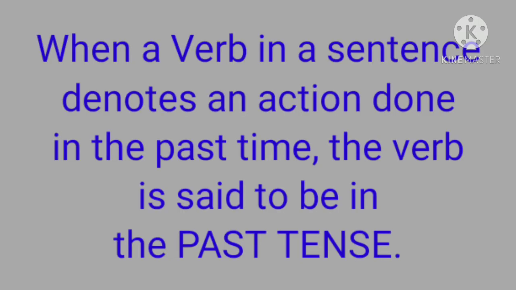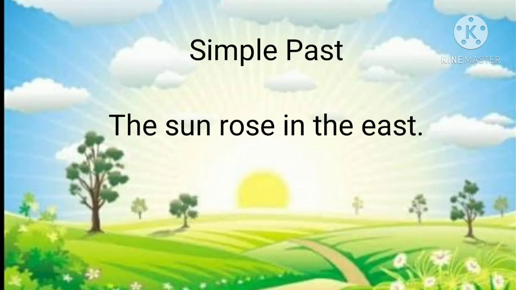Now, when a verb in a sentence denotes an action done in the past time, we say the verb is to be in the past tense. So here again when we read the verb in the sentence and we know that some action was done in the past, we say that this sentence is in the past tense. Now let us see the example. Now talking about the simple past, we use the same sentence of the present.